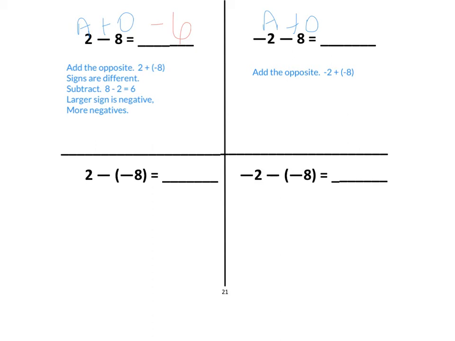Now we can follow the rules of addition. In this case, the signs are the same. Both of them are negative. So we can add 2 plus 8, and we get 10, and then we keep the sign, which is a negative. So the answer ends up being negative 10 to the problem negative 2 take away 8.